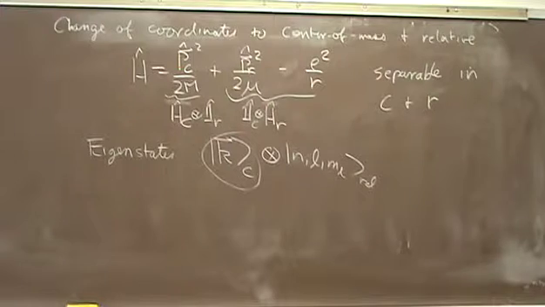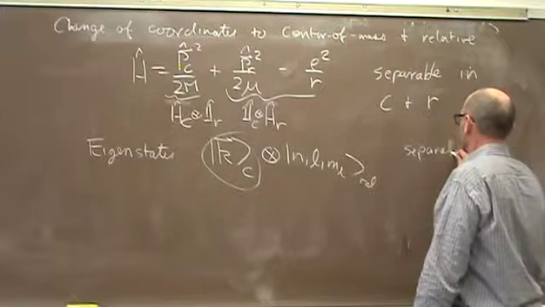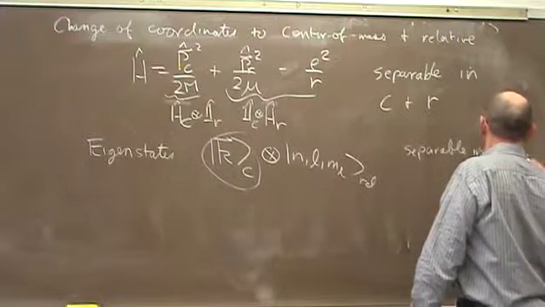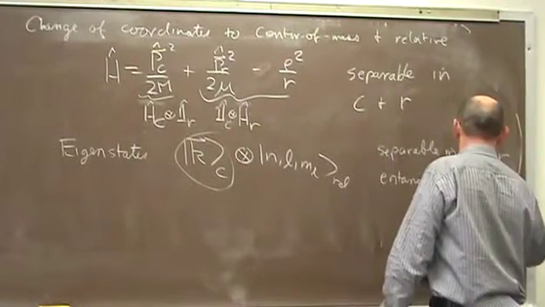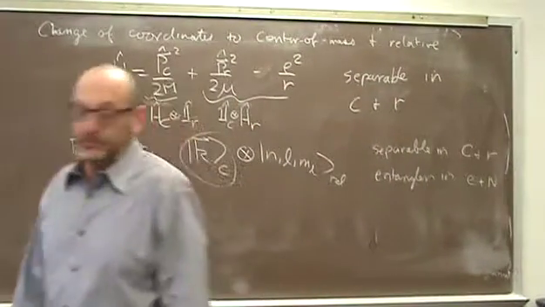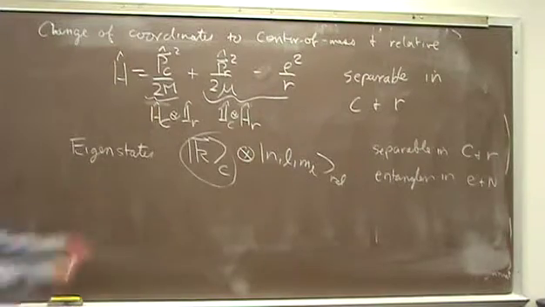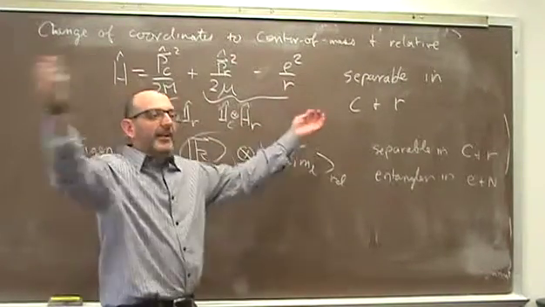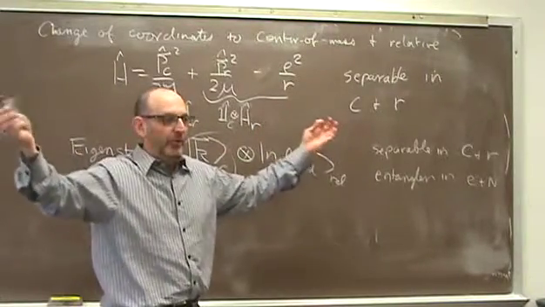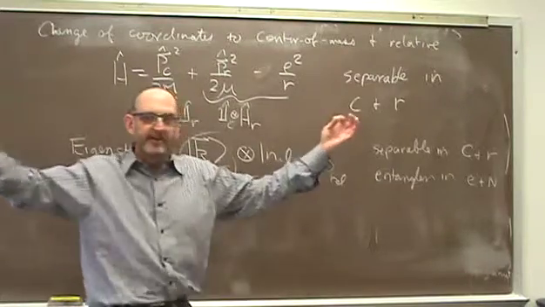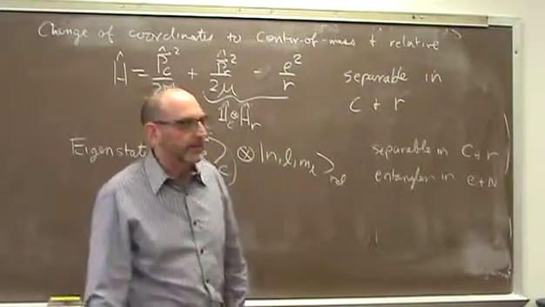Okay, so this is separable in the center of mass and relative, but it's entangled in the electron and nucleus coordinates. The electron and nucleus or proton are entangled with one another. Or if it was positronium, and the positronium decayed, the positron and the electron are entangled with one another. Even though the center of mass and the relative coordinate are not quantum correlated.